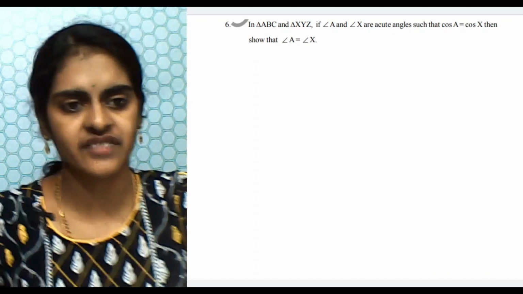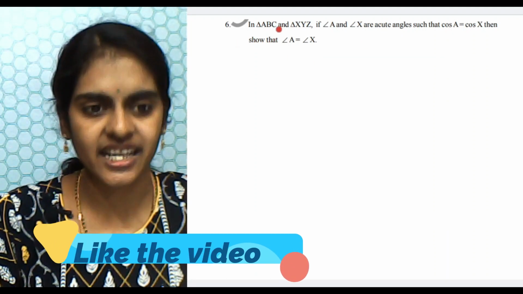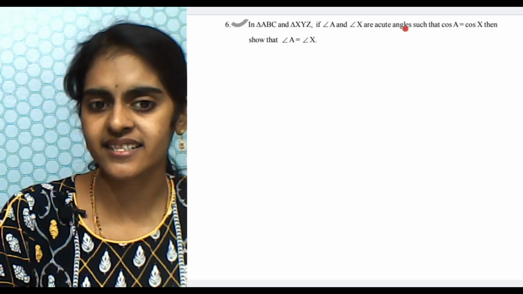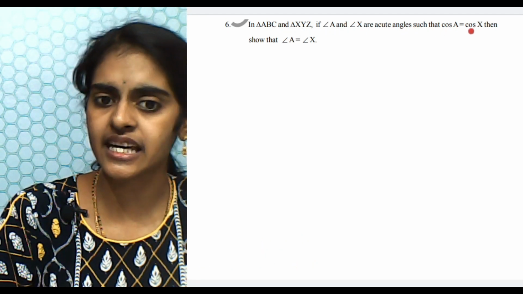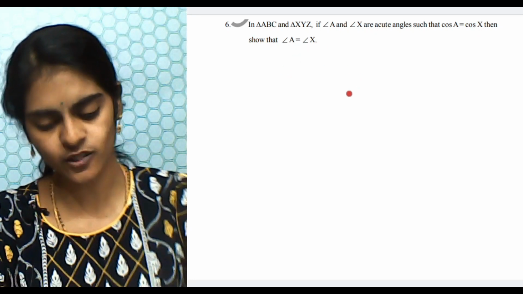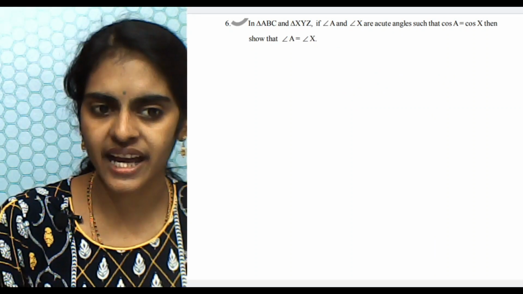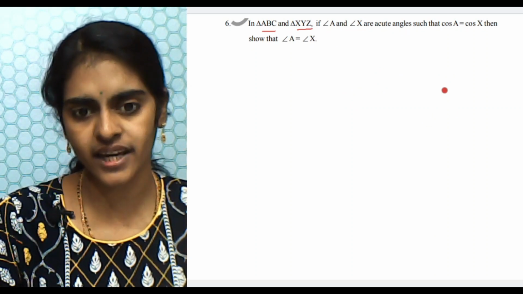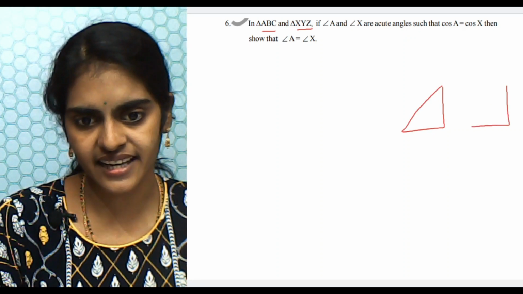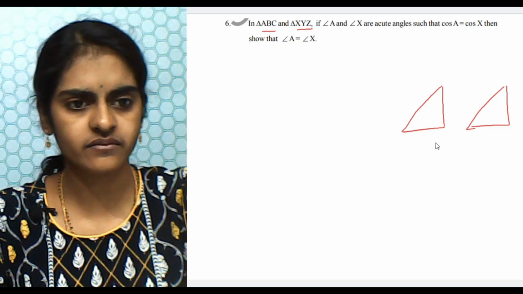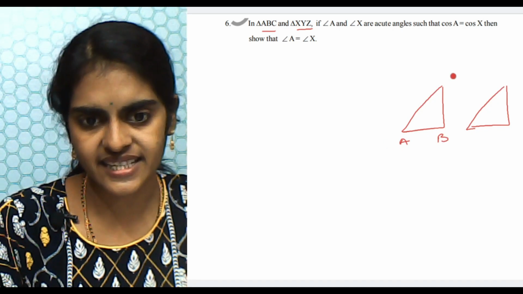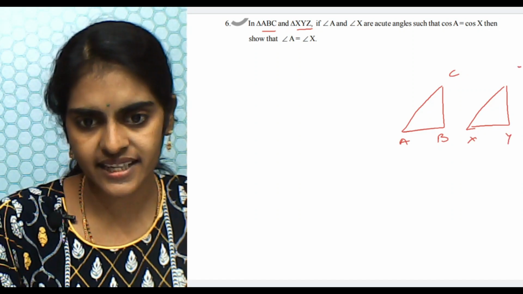So here we are starting from question number 6. In triangle ABC and XYZ, if angle A and angle X are acute angles such that cos A equals cos X, then show that angle A equals angle X. Okay. So firstly, we have two triangles ABC and XYZ. This is triangle ABC and this is triangle XYZ. Clear? So let us name these two triangles.